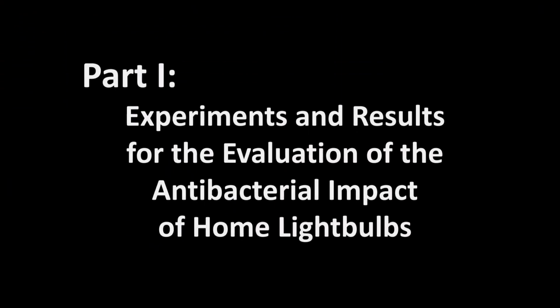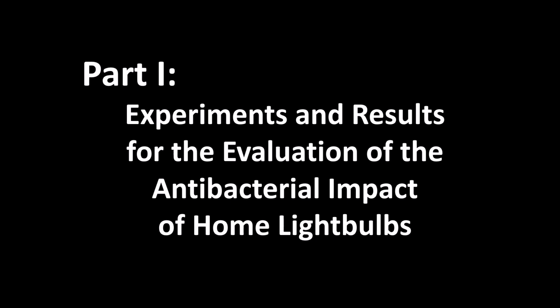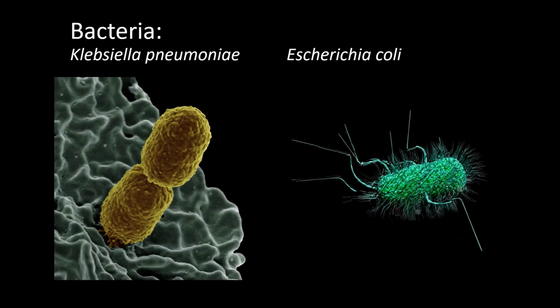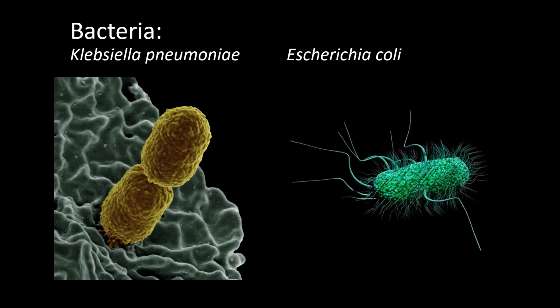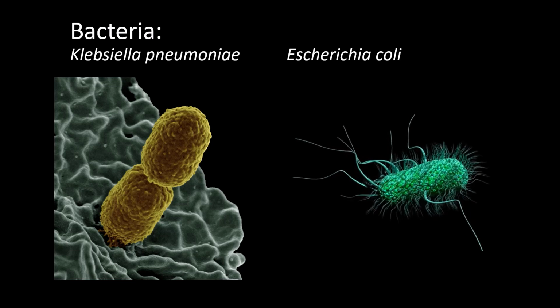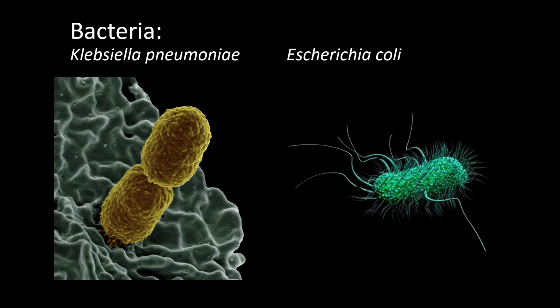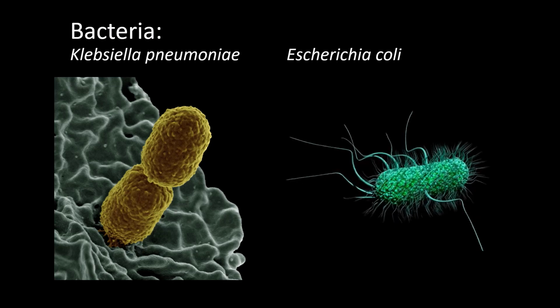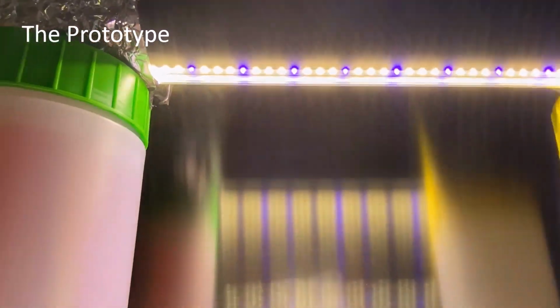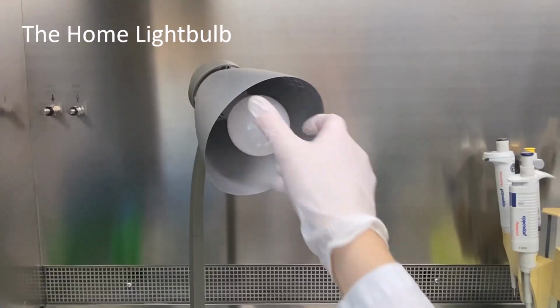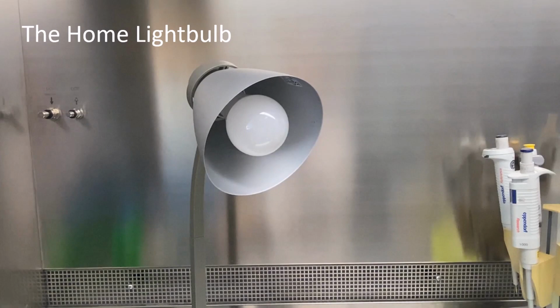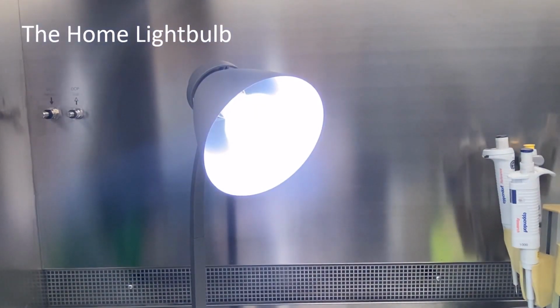In this video, I want to present a test of an LED light bulb for the reduction of bacterial surface contamination. As bacteria, I used Klebsiella pneumoniae, which can result in destructive changes in your lung, and the well-known Escherichia coli. Here is a prototype installed in a biosafety cabinet. And this is the light bulb, which you can just switch on at home. Let's start with the experiments.